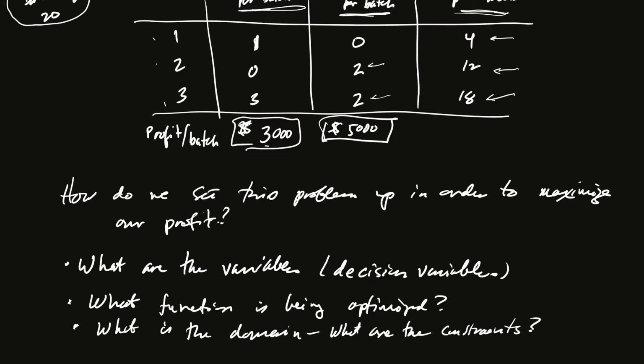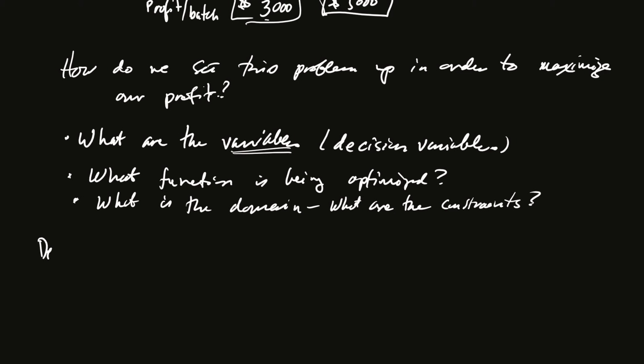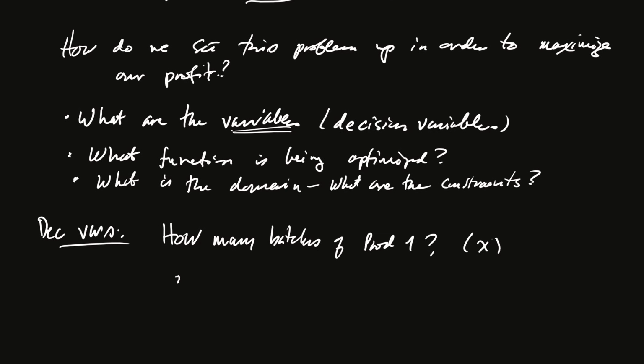What are the variables that we need? Well, our decision variables are how many batches of product 1 should we make? We'll make that X. And then similarly, how many batches of product 2? Let's make that Y.